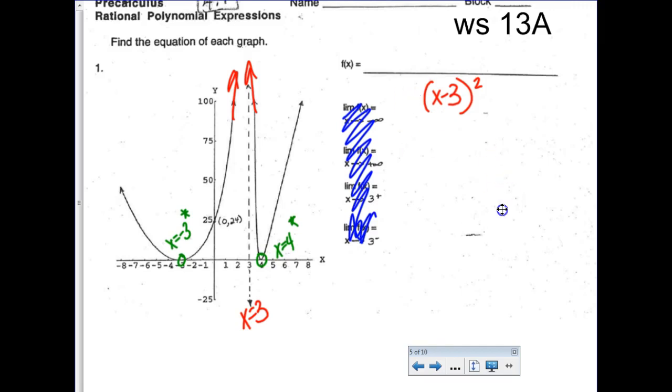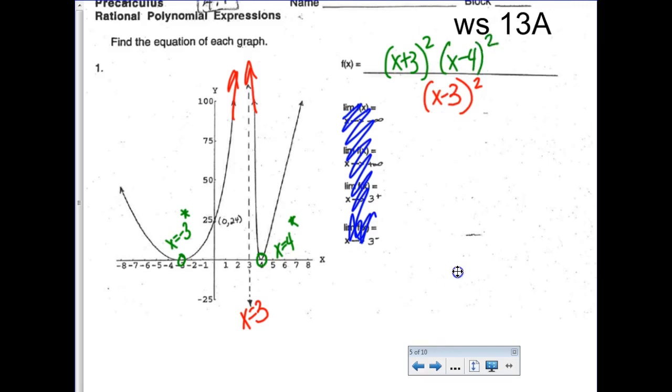So then your x-intercepts, which are at -3 and 4, those are factors from your numerator, but remember they're bouncing. So x plus 3 squared. Oh, sorry. And then x minus 4 squared.